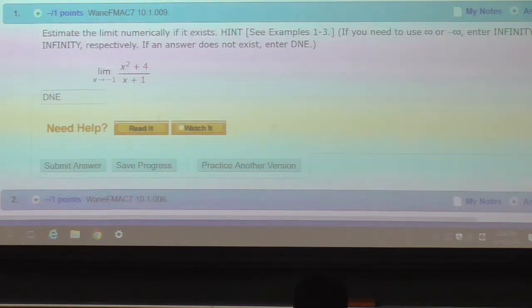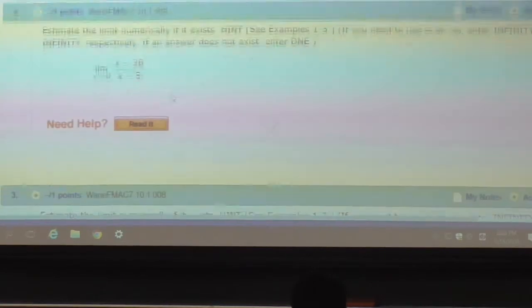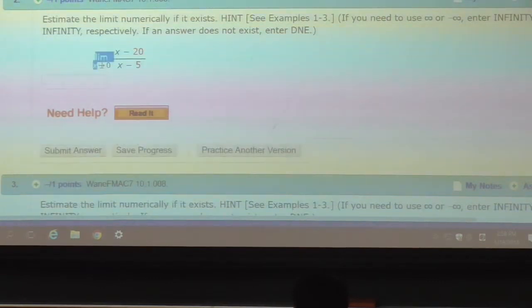Okay, and let's see if they accept that. Yes. Okay, does everyone get it? Everyone understand this problem? Okay. All right, let's practice reading this before we go on. So first of all, how do you read that?